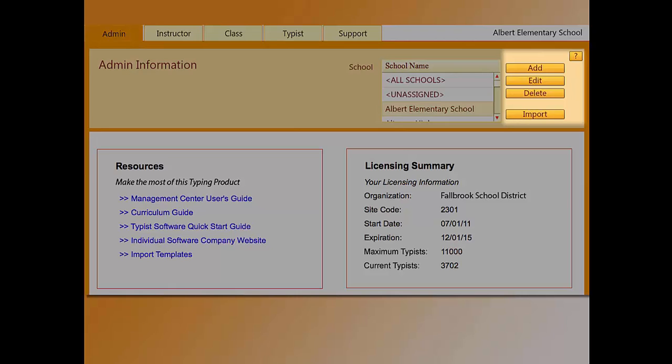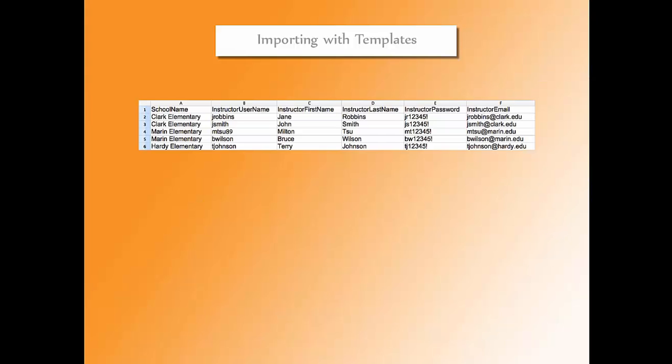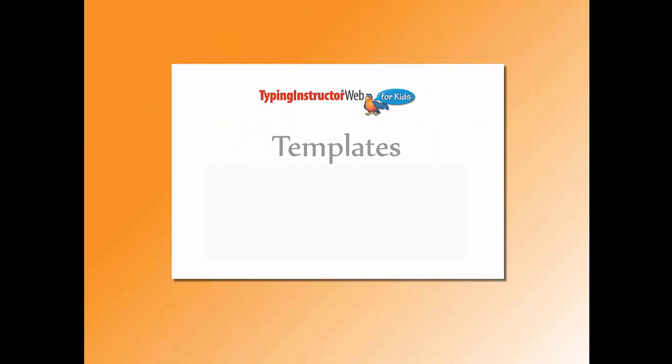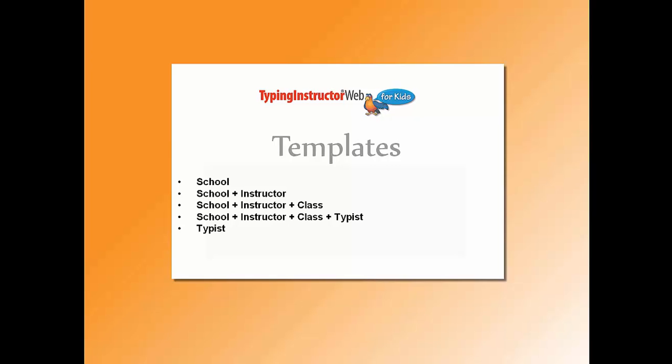The Import button allows the administrator to browse to a previously created CSV data file to add information to the database. This information may include school names, instructor names, user names, typist and class information, as well as goal words per minute data. There are several groups of information that can be imported: school, school plus instructor, school plus instructor plus class, school plus instructor plus class plus typist, and typist. Templates with the proper formatting are provided from the Admin tab to make importing easy. We'll review importing in greater detail later.